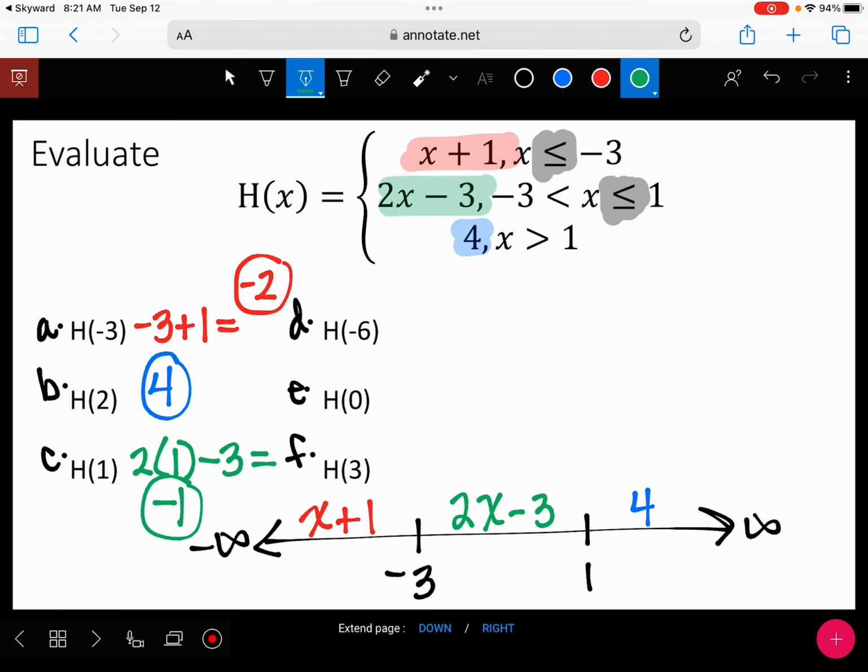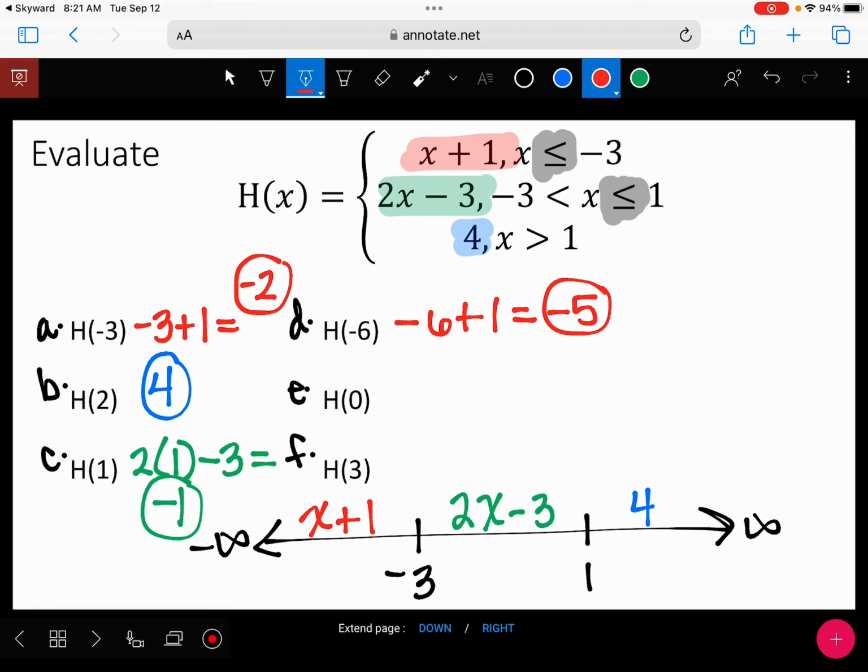Okay, what about D? What function am I going to use? So it's negative 6. So that would be the red, right? So negative 6 plus 1. So my answer is just negative 5. If you were graphing, you would just be graphing one point? No, we would actually graph all 3, if it asks us to graph it. But I think we're going to do that homework question that you and I were looking at yesterday. That's the one I chose for us to go through together.